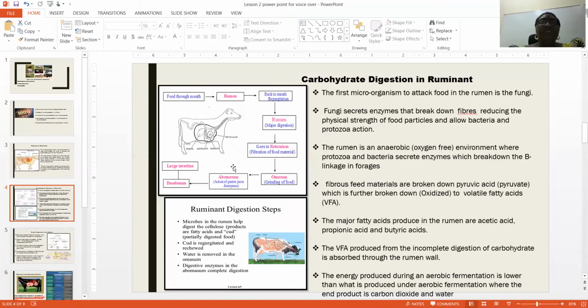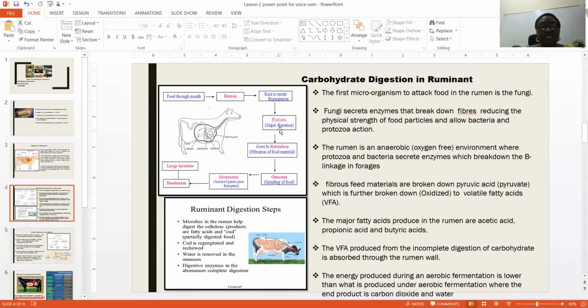How are carbohydrates digested in the ruminants? This is quite different from the monogastric animals. If you look at this diagram that we have here, it gives a diagrammatic representation of what occurs. And so food materials are consumed through the mouth, go through the esophagus and end in the rumen. And there is now the back and forth movement, like we said, regurgitation of the food material from the rumen back to the mouth and back to the rumen until a paste is formed.